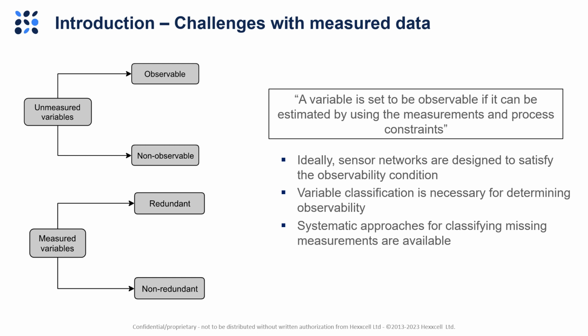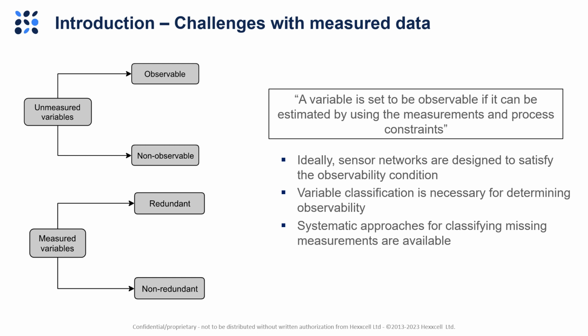Similarly, measured variables can be classified as redundant or non-redundant. This means that when I delete a measurement, if that measurement becomes observable, then we can say that it's redundant. When this does not happen, the variable is said to be non-redundant. This classification of process variables is key to understand the limitations of the data reconciliation and gross error detection problems, since only redundant measured variables are subject to these techniques.